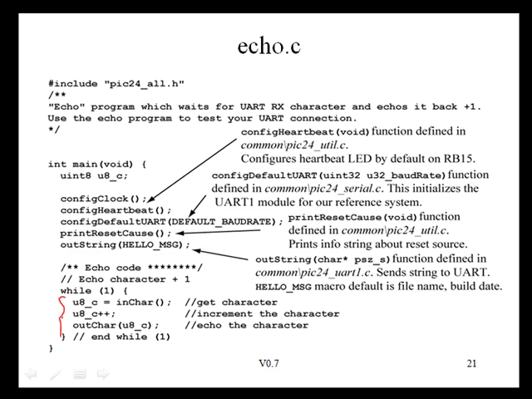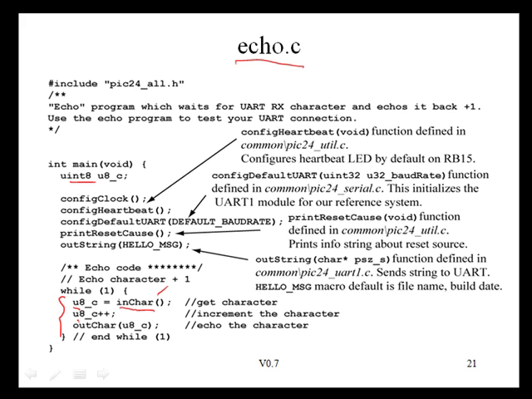This infinite loop right here performs the function of the echo.c program, which waits for a character to be typed from the keyboard from the serial port. When that character arrives, it's going to be placed in this temporary variable here called UA_C, which is declared in main.